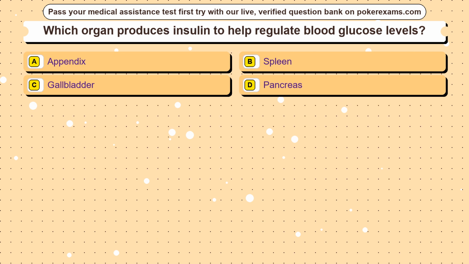Question 64. Which organ produces insulin to help regulate blood glucose levels? Option A, appendix. Option B, spleen. Option C, gallbladder. Option D, pancreas.